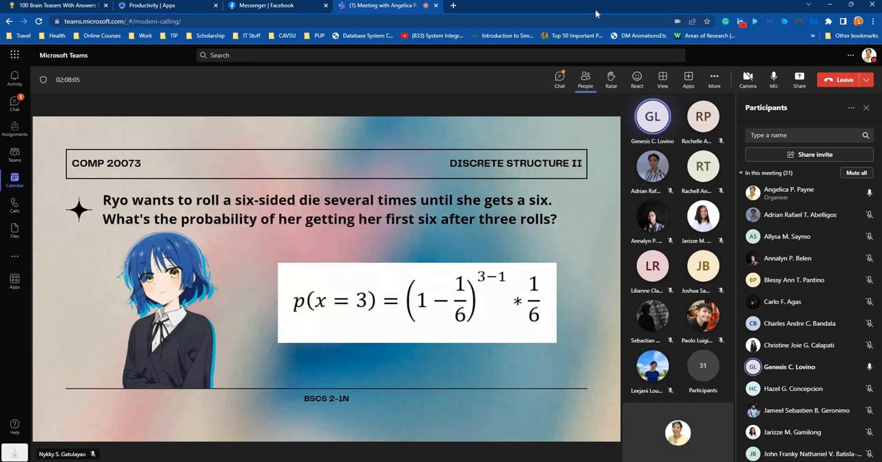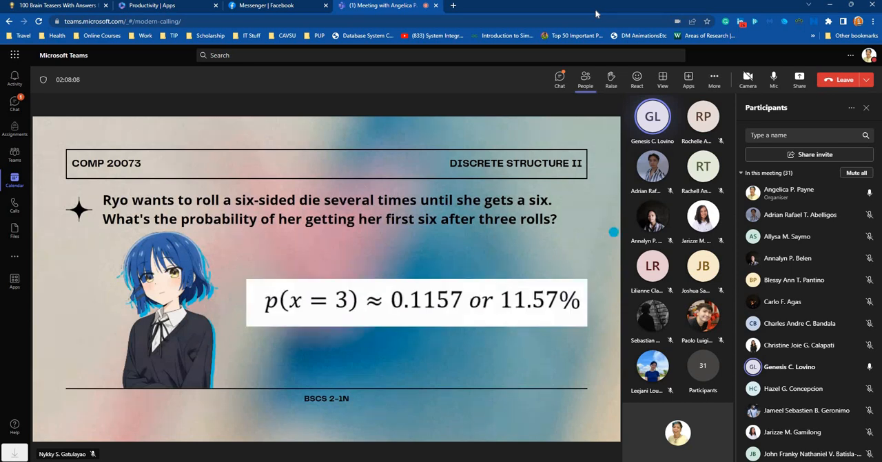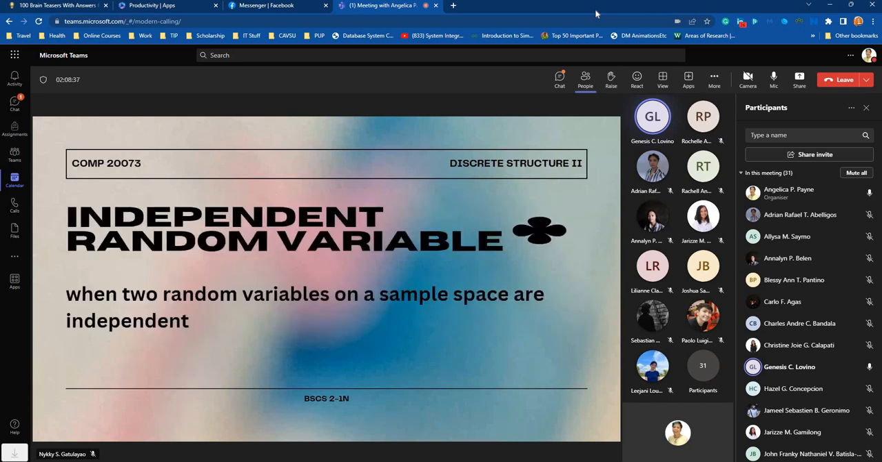So our probability of that happening would be, next slide. Yan. Would be 0.1157 or 11.57% roughly. Yan yung ating solution. Next slide. Since we're done with the geometric distribution, we're now going to the final topic I'm going to discuss, which is the independent random variable.